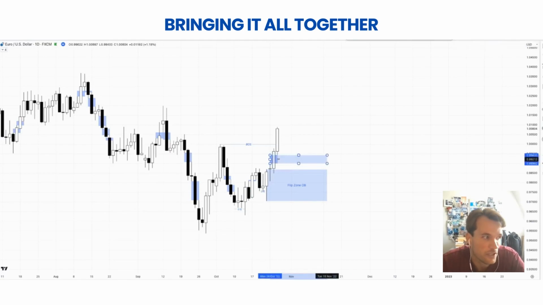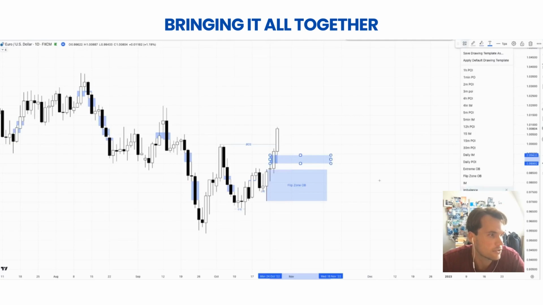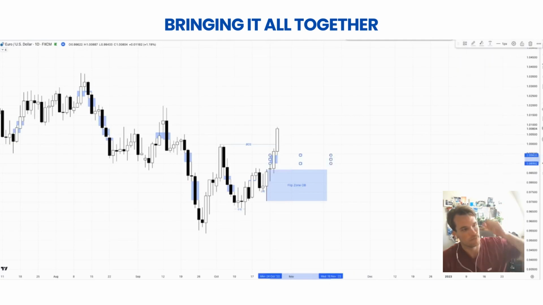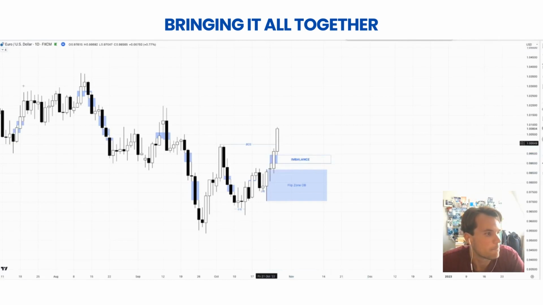We can see the flip zone has inefficiency or imbalance present, so it ticks all our boxes. There's no imbalance below the wick where our stop loss would be, and we can just set up the trade from there.